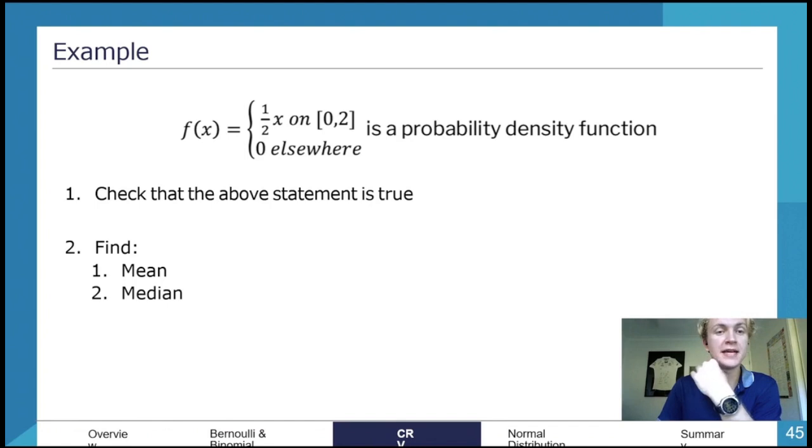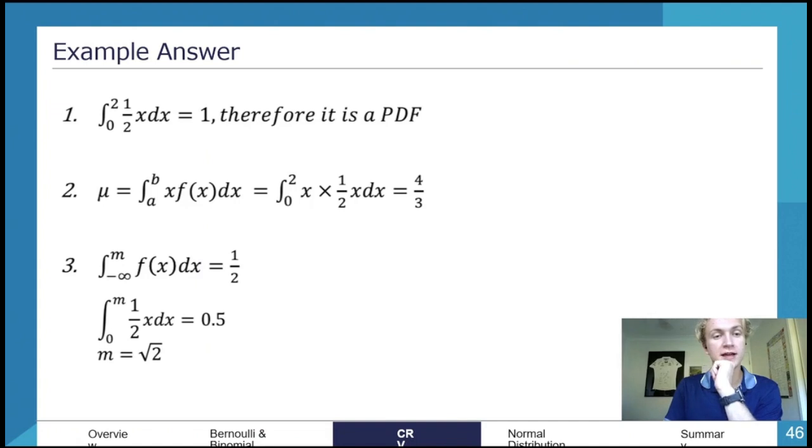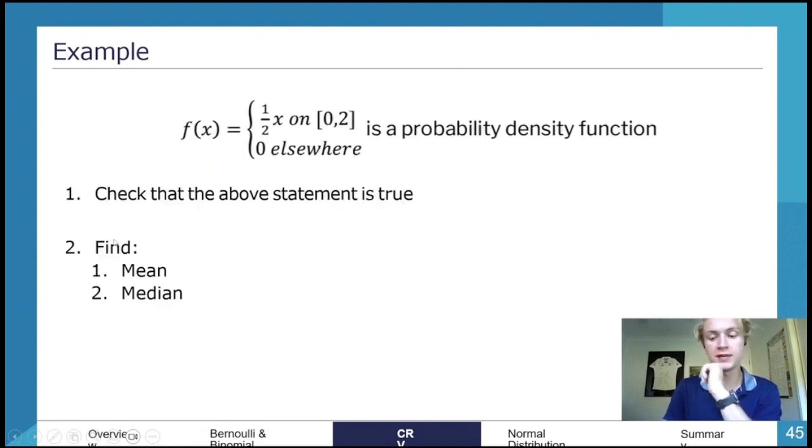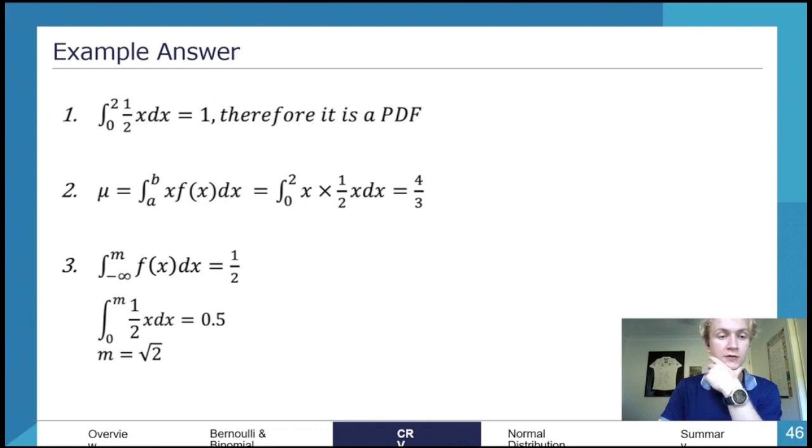Question 2 asks us to find the mean. Now, according to the formula book, don't worry about memorizing it, just go straight to the formula book. What you'll find is that we have to multiply by x and integrate between 0 and 2. Here's the formula: between a and b, x times f of x dx, so 0 to 2 of x times half x dx equals 4/3. Perfect. Question 3, we now have to use the median. So let m equal the median would be the first line of working.